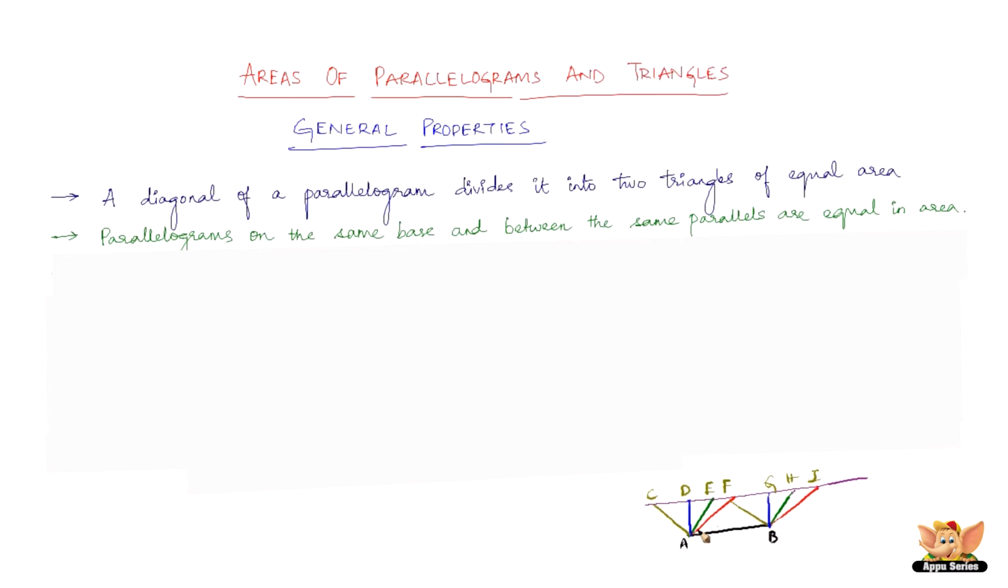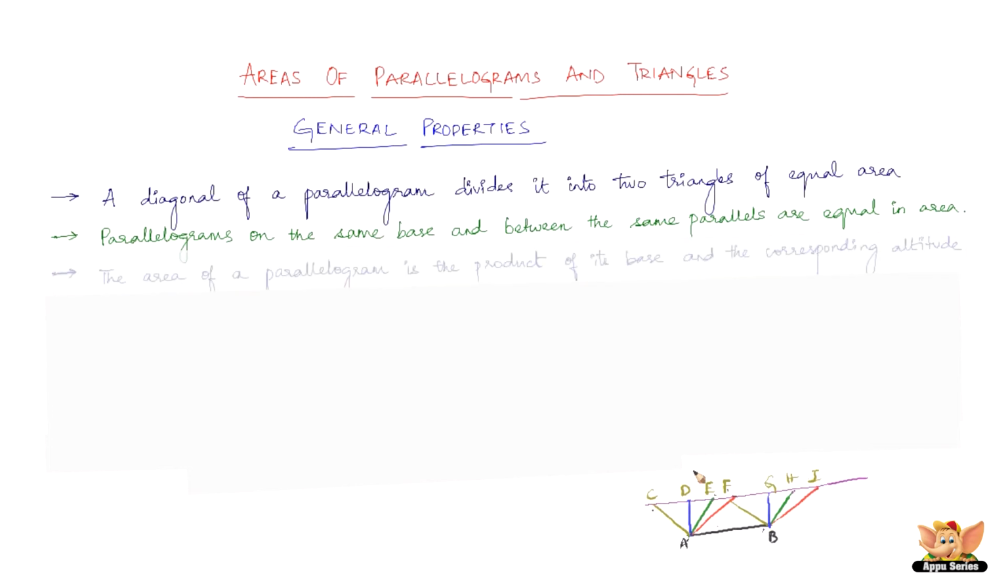So now if you take ABGD, it is a rectangle, which is a parallelogram. If you take AFIB, or AEHB, or ACFB, all of them are parallelograms of equal area. Why? Because they all lie on the same base and in between the same two lines that are parallel to each other. So that is what the second property says, and this is a very important property as far as problem solving is concerned.